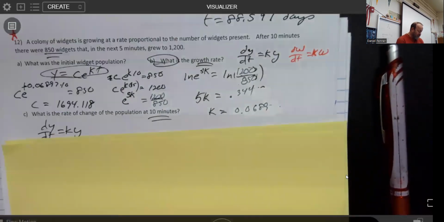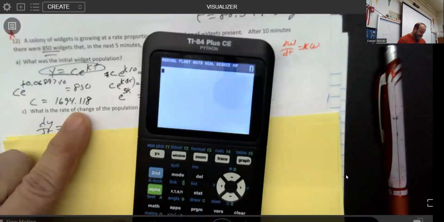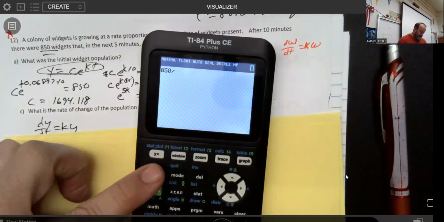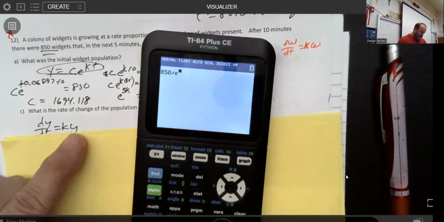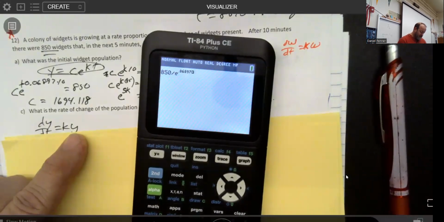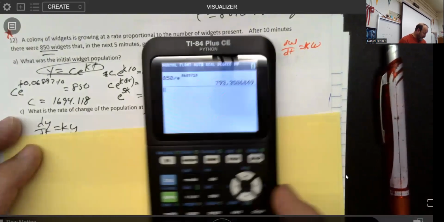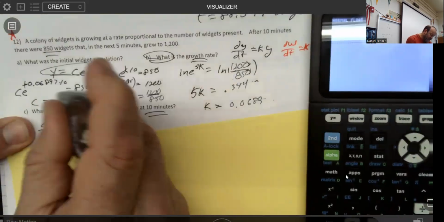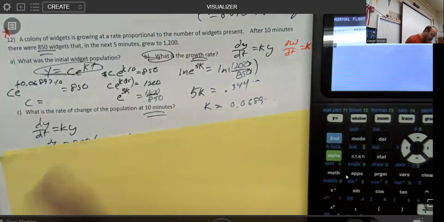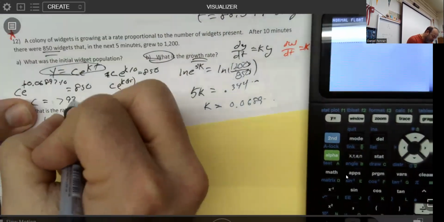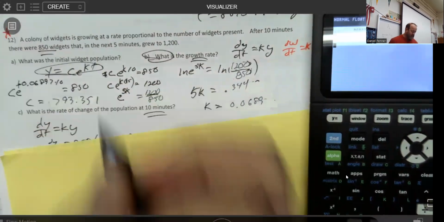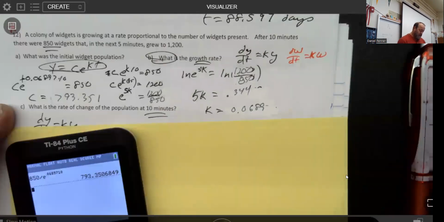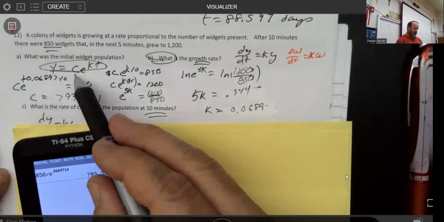So let's see. If we took 850 divided by, let's see, that would be e raised to the 0.0689710. I got 793. So my initial number of widgets should have been 793. So we now have all of the bells and whistles for this particular problem that we want. We have 793.351 widgets.